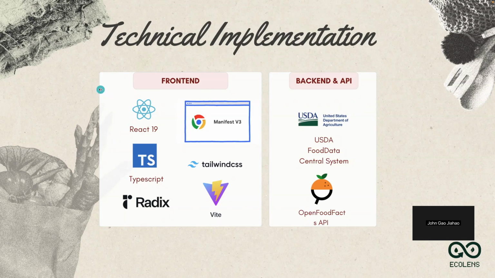Particularly on the back end, we are running a FastAPI Python server that is grabbing food data from the Open Food Facts API. For the indexing, we are using the USDA FoodData Central system to determine whether the product is an actual food product.